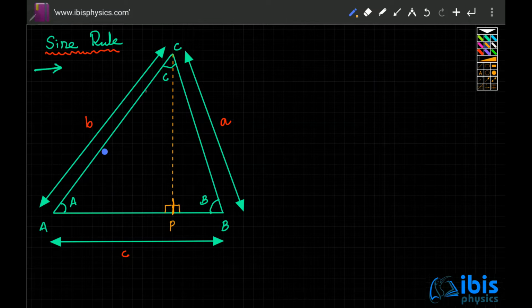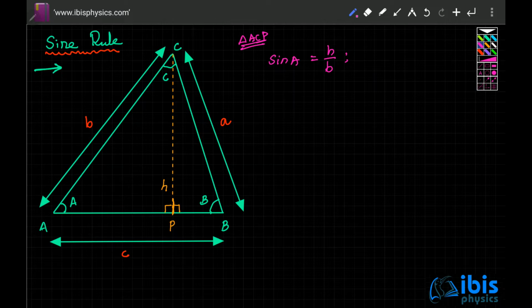In this triangle ACP, A is this angle, and this is the opposite side. Let us give the length of this opposite side as h, and let us write what sine A is in the triangle ACP. So sine A is opposite side by hypotenuse. Opposite side is h, hypotenuse is b. So sine A is equal to h by b.